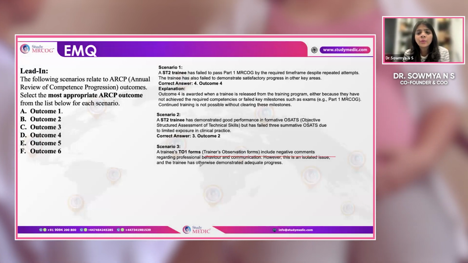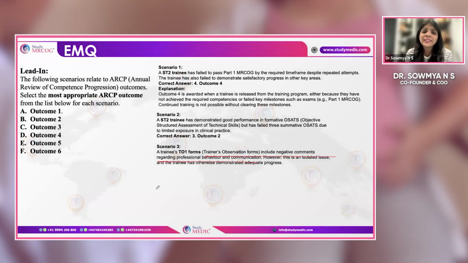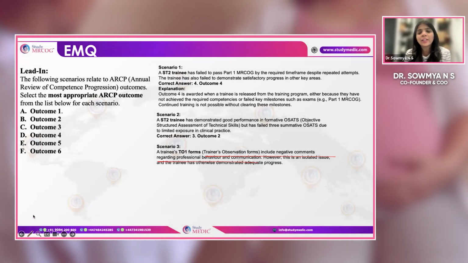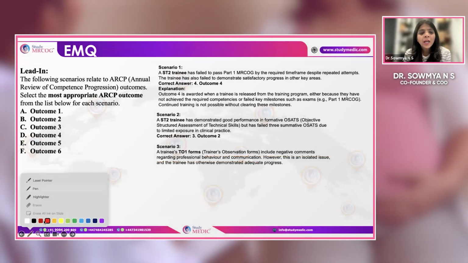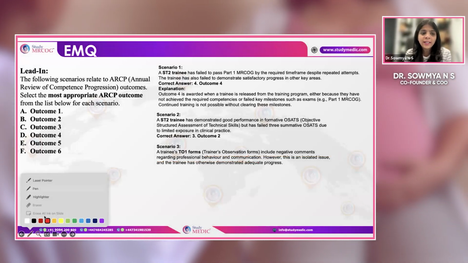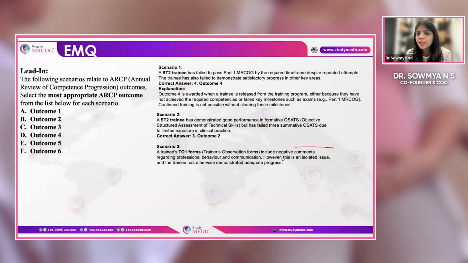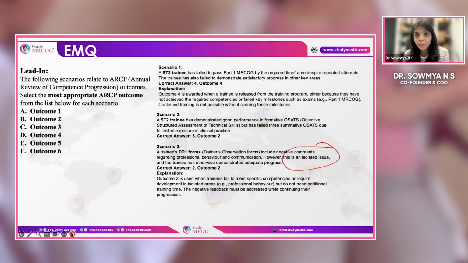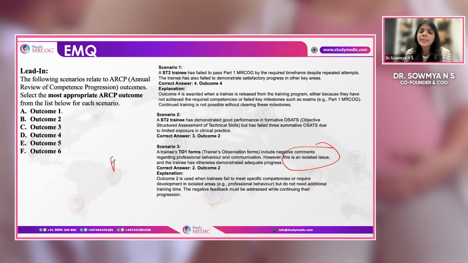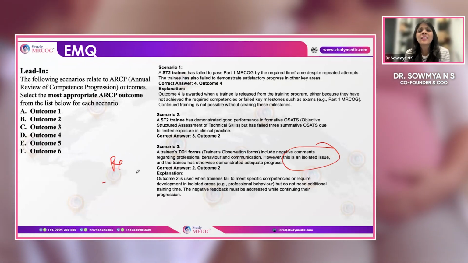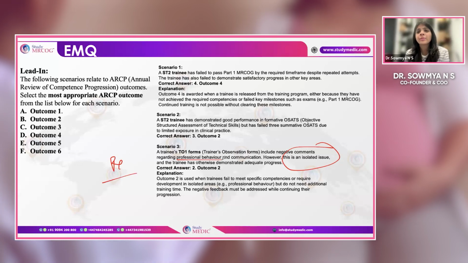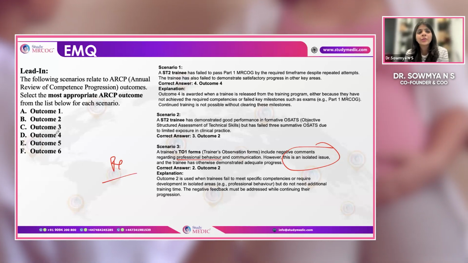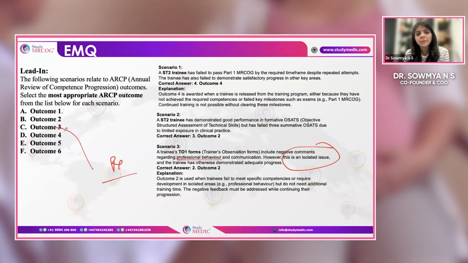Trainers evaluation forms including negative comments regarding professional and behavioral communication. However, this is an isolated issue. That's what I'm interested in. Something which is isolated, something which is recurrent. Something which is isolated will always become outcome 2. Something, for example, if it is recurrent, this trainee always has a problem with professional behavior, he has a problem with communication, then it would become outcome 3.